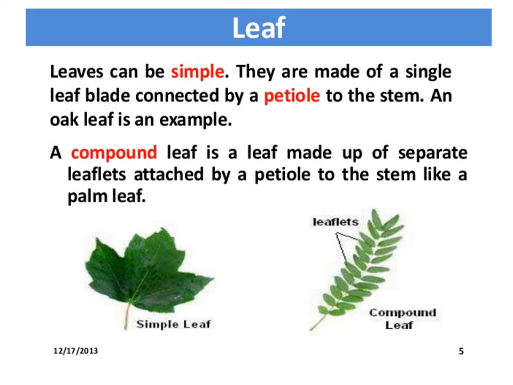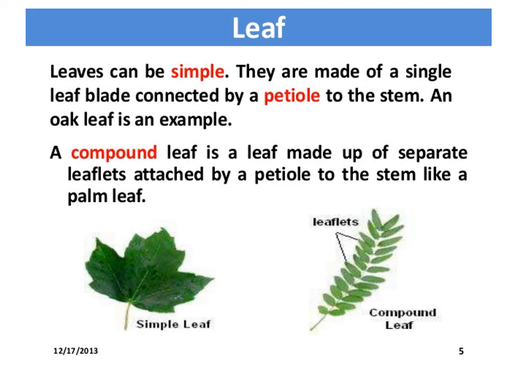So a leaf can be of two different types. Leaves can be simple or compound. So what is a simple leaf? Please read in the slide. In a simple leaf, the lamina is not divided. For example, the leaves of mango and banana are called simple leaves.